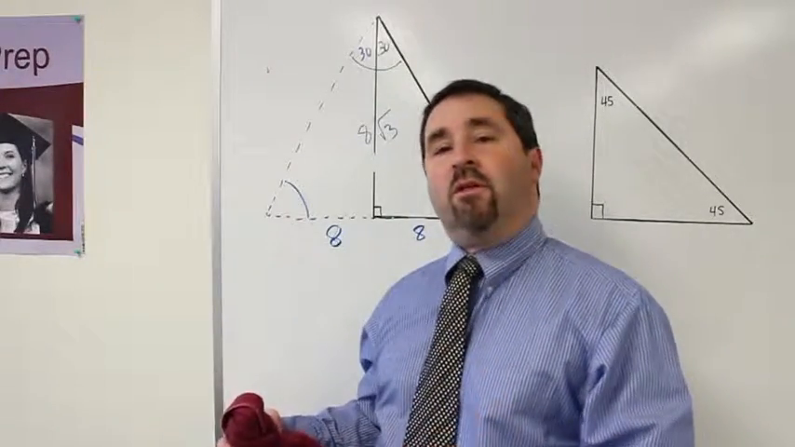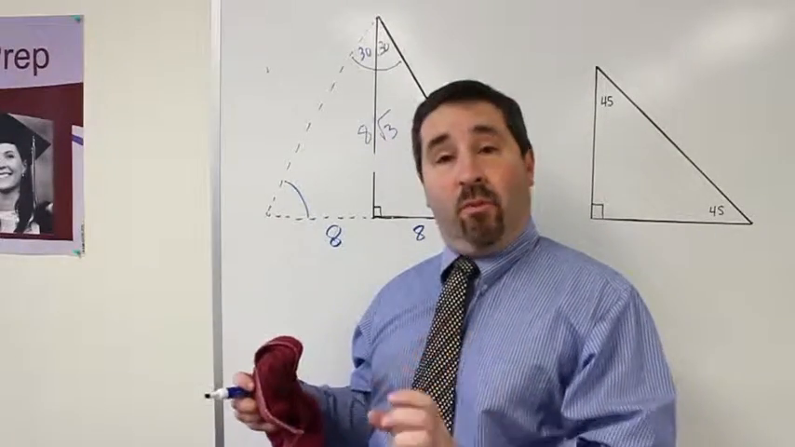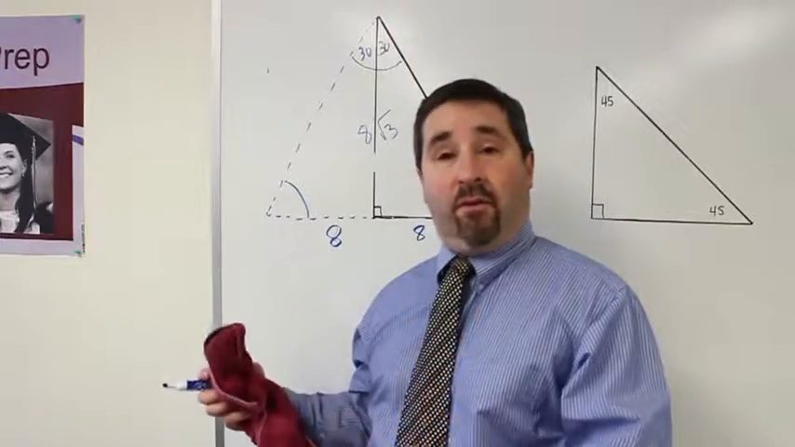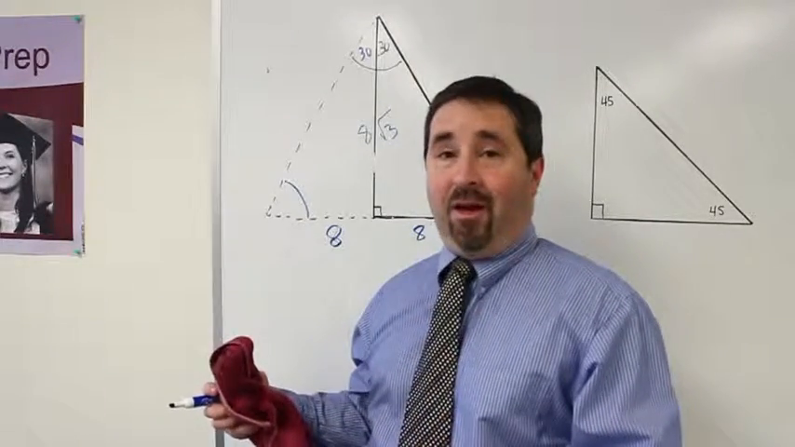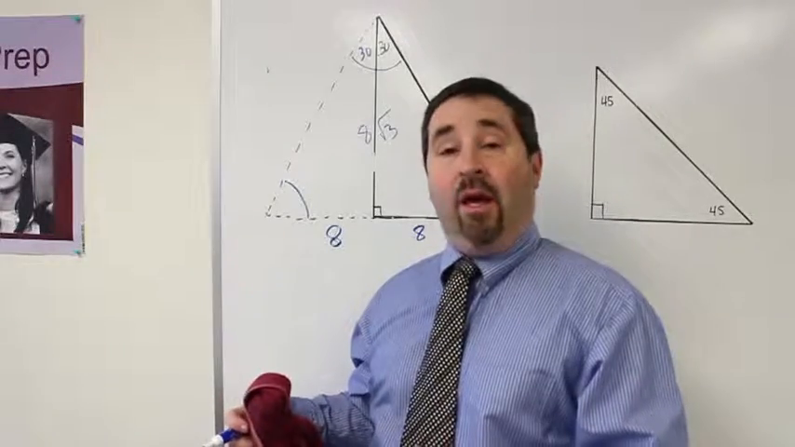Know your 30, 60, 90 triangles, and once again, double the smallest side, and you have the length of the hypotenuse, the longest side. Take root 3 times the smallest side, and you have the height.